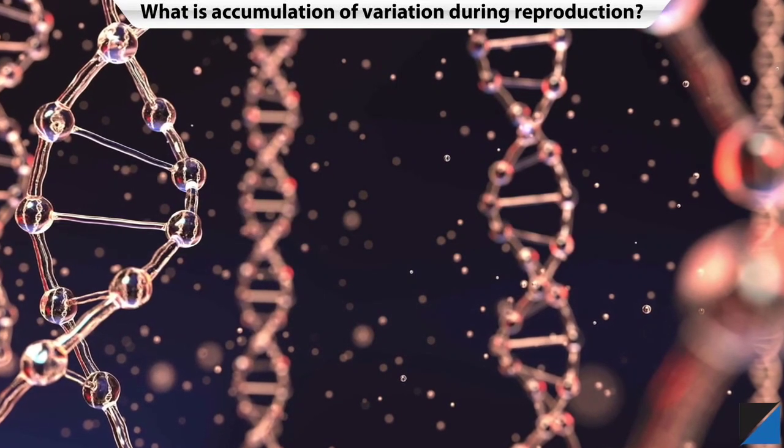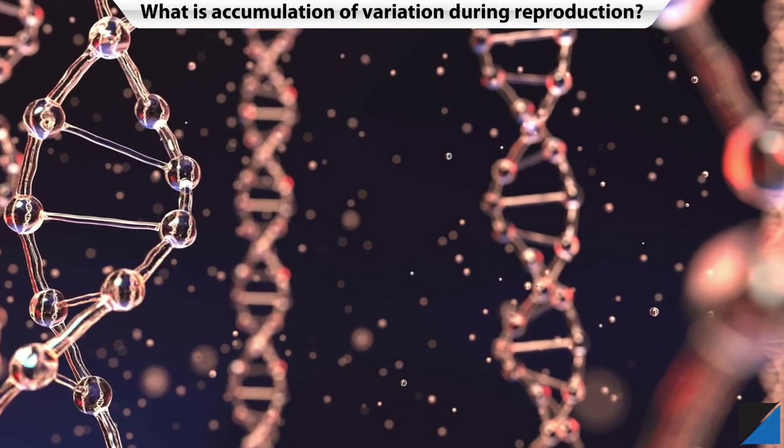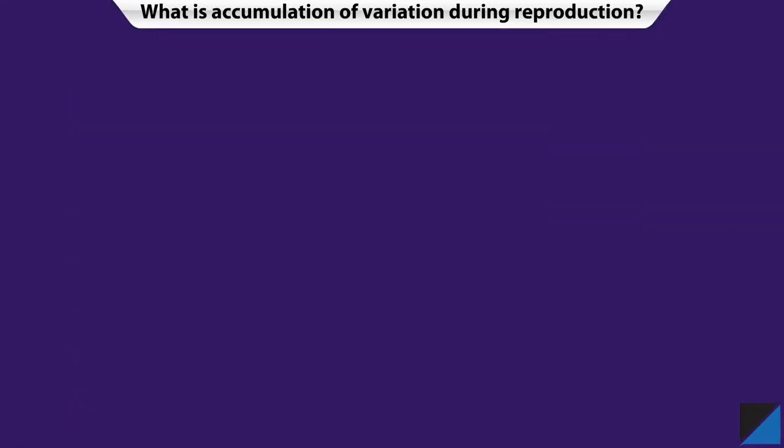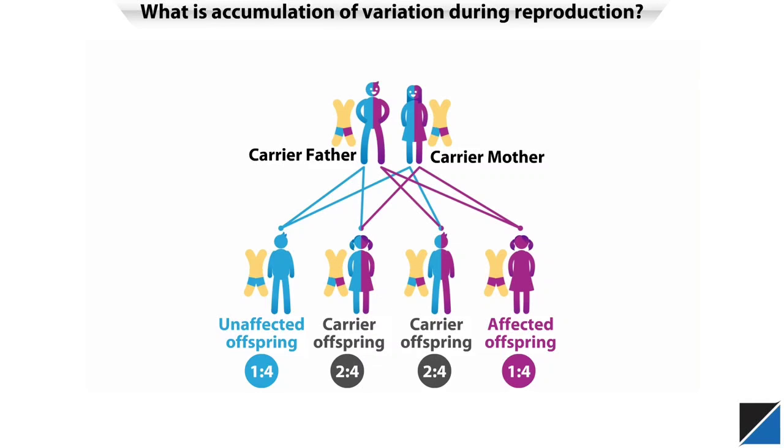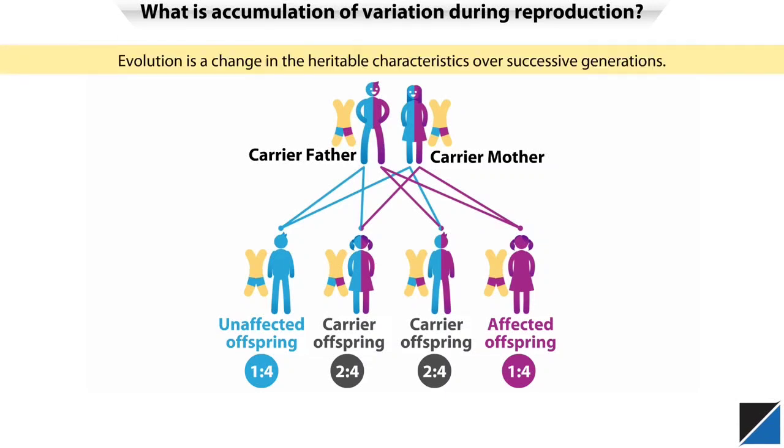Let us understand the difference between heredity and evolution. Heredity is the passing of traits from the parents to offspring. This is how you get your features from your parents or grandparents. In a similar way, evolution is a change in the heritable characteristics over successive generations. This is how humans have evolved over the years.